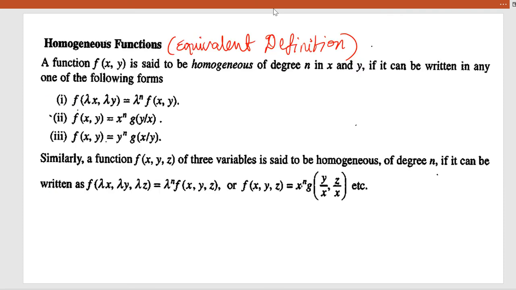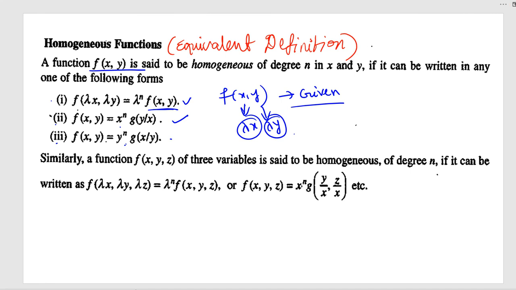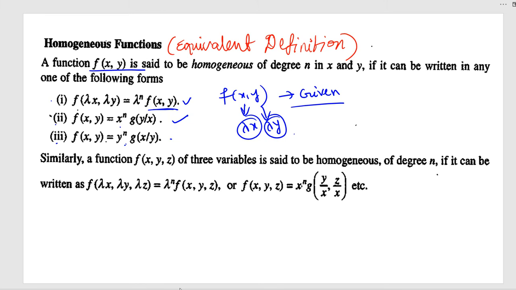There is another equivalent definition of homogeneous functions. This is our given function f of x comma y. Now in place of x and y, you substitute lambda x and lambda y. If you get lambda to the power n times f of x, y, then we also call it homogeneous. So if it satisfies any of the three, then we call it a homogeneous function. Similarly, if you can take y to the power n common outside and it satisfies this relation, then also we get a homogeneous function of degree n.